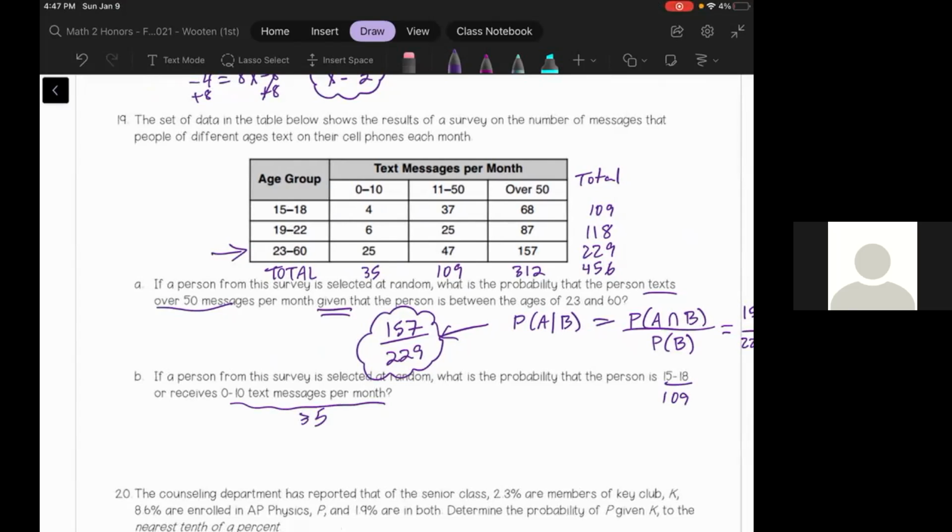So we add those up, except there's one small detail. 4 people are getting counted twice, right? Because they are being counted as part of the 35 who are saying 0 to 10, and they're also being counted as the 15 to 18. So if I add these up, I just have to remember to then take away that 4 that were in both. So let's see, that ends up making 140 exactly. When we add 35 and then take away 4, 140 out of the 456 people altogether.